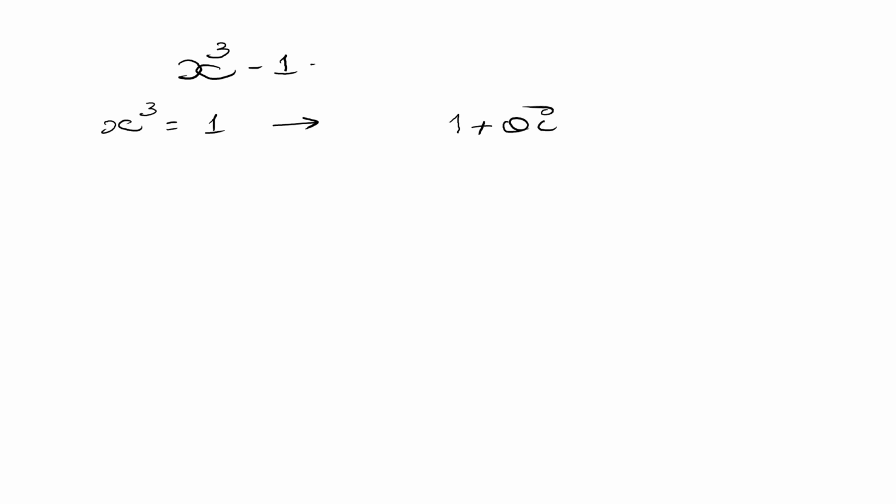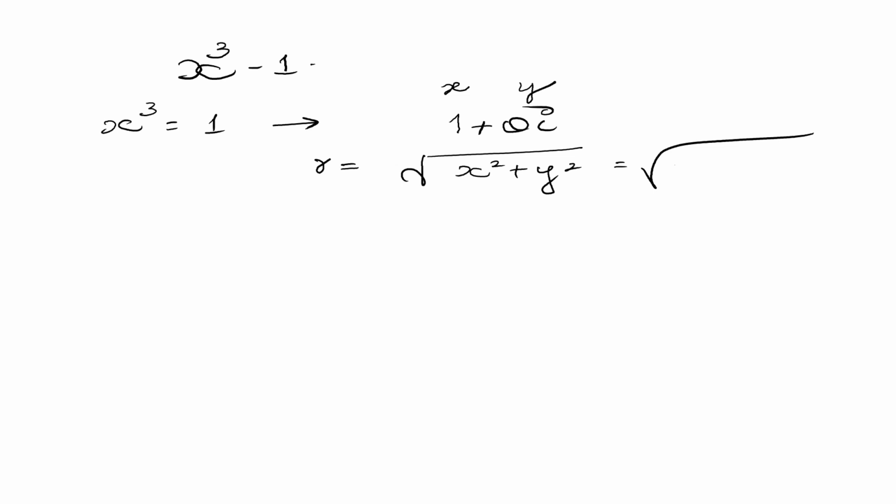Now first of all, find the value of r. You already know that the formula to find r is the square root of x square plus y square. The x value is always the real number, whereas the y value is the imaginary number. So you input the values of x and y in the formula, and you will get 1 square plus 0 square. Write it in the calculator and you will get 1. So r equals 1.